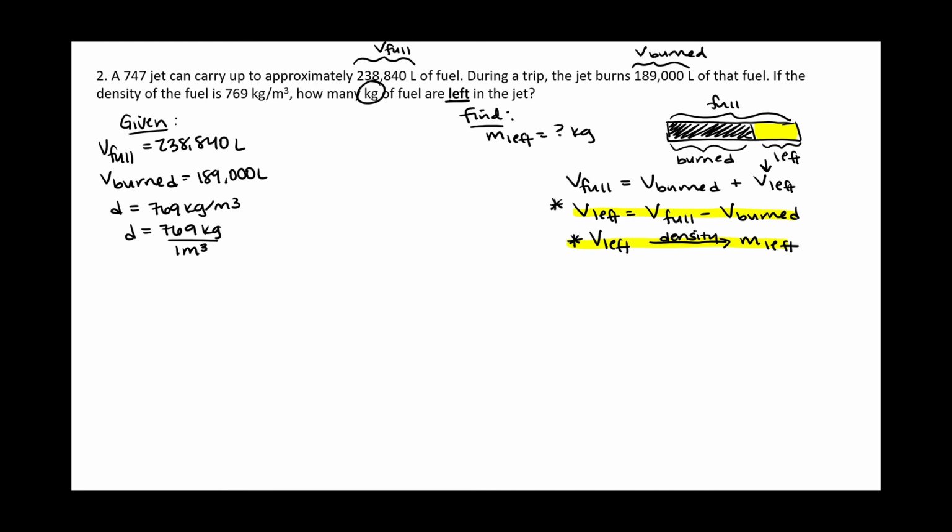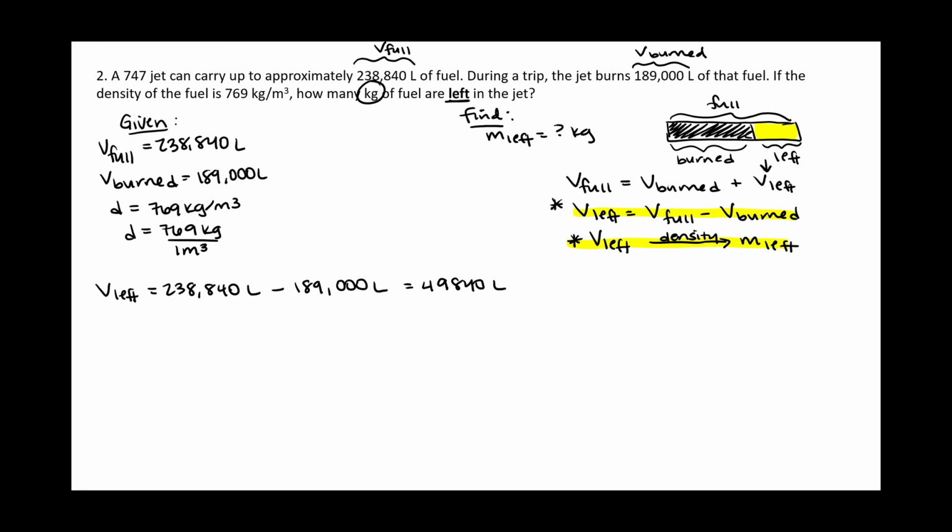The volume left: 238,840 liters minus 189,000 liters. If we punch this in a calculator and round to the proper number of sig figs, you should get 49,840 liters. That is our volume left.